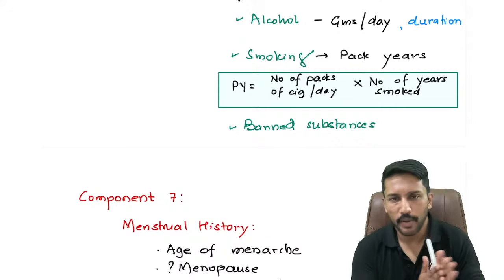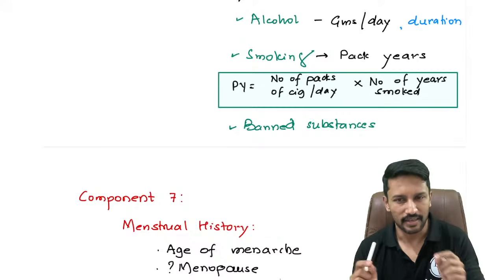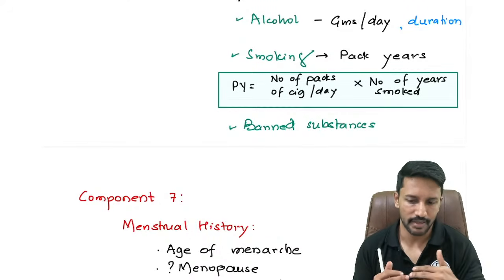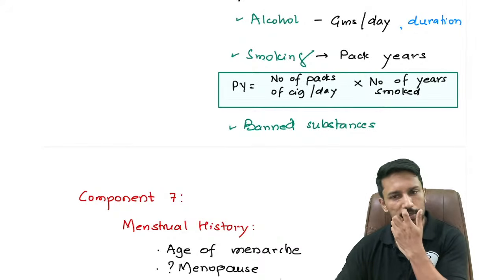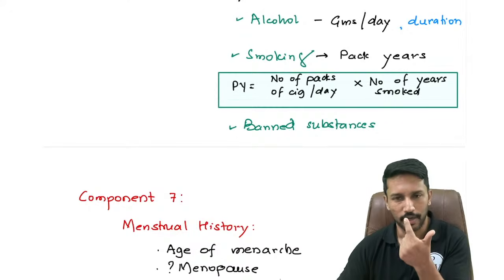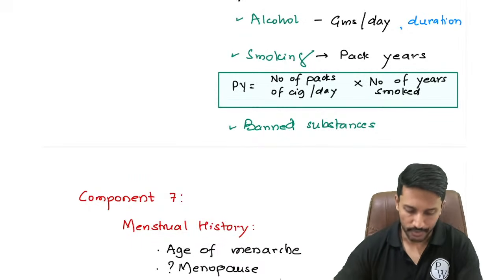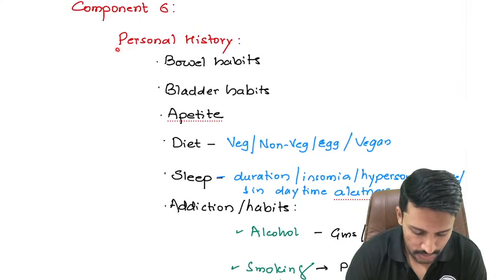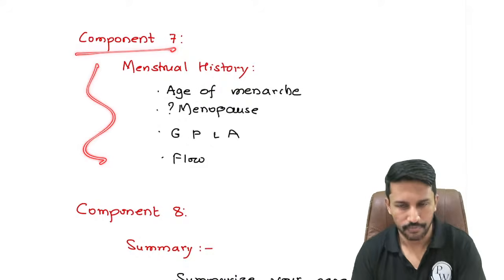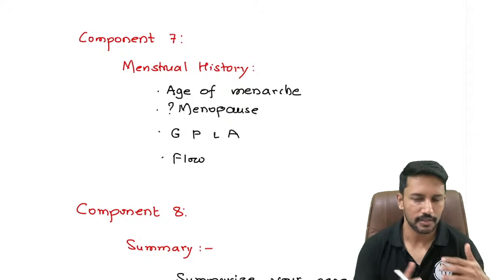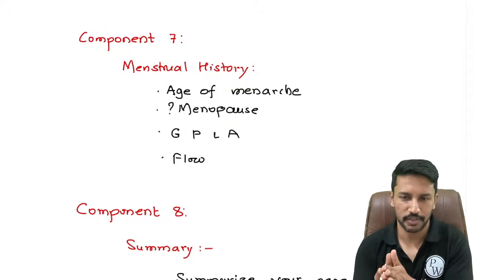Any other forms of tobacco exposure, unfortunately, we do not have a standardized formula, but if the patient is having other forms of tobacco exposure, document it under the banned substances, saying that the patient consumes tobacco in this particular form. So after we have documented the personal history, we will move to component 7, which is menstrual history. Of course, relevant only for a female patient. Don't document it for a male patient.